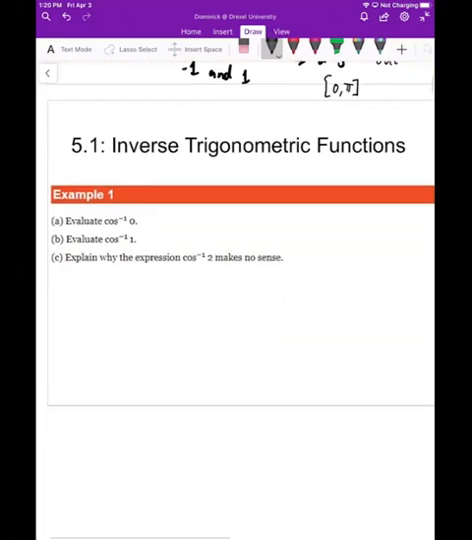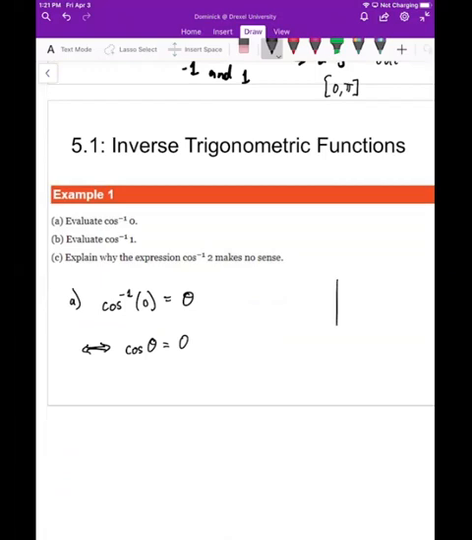Okay, so let's think about this for a second. So in part A, we want to find the inverse cosine or the arccosine of 0, right? So we want to find what angle this is. Well, if we convert this to the equivalent definition, this means we want to find an angle theta such that if I take its cosine, I get 0, right? So that's what this means.